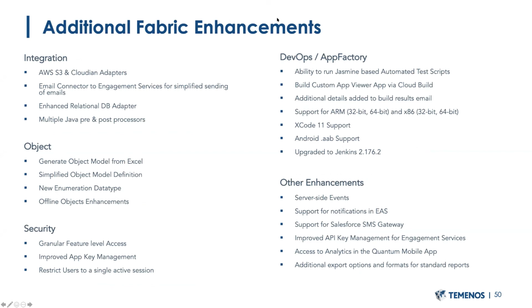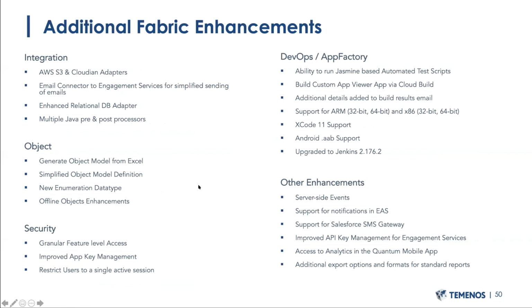So for the Fabric enhancements, this is just a high-level view. The full list is on the What's New page. The link's in the chat of the WebEx or the Zoom. So just a couple highlights here around integration. We're showing a couple of the connectors and enhancements that we put out, Cloudian for file storage. There's a new email connector that we were using in workflow, some enhancements to the database, and allowing to chain multiple Java pre and post processors.